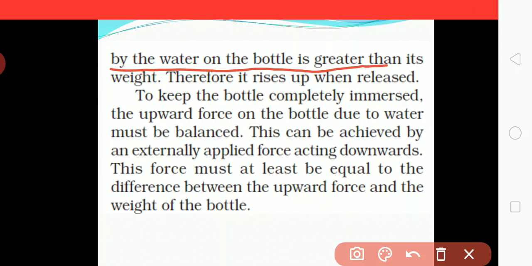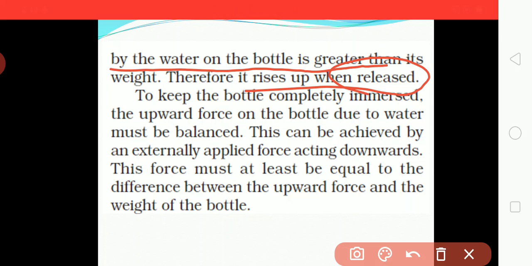The bottle exerts a gravitational force in a downward direction, but the water exerts its own buoyancy force in the upward direction. Here you can see that the water's force is greater as compared to the bottle's. Due to this, the bottle will not sink in that water, so it rises up when released.